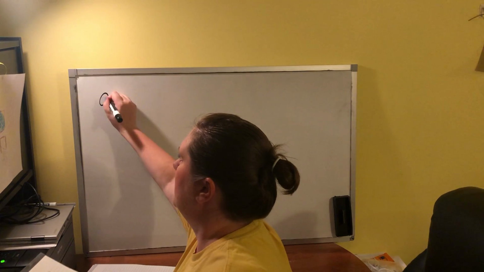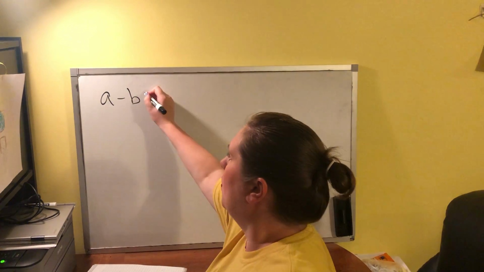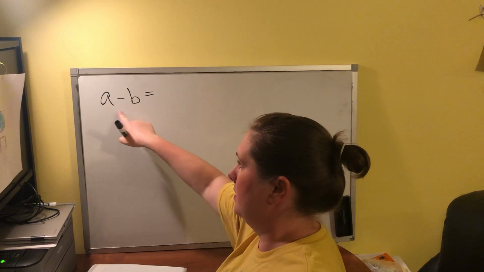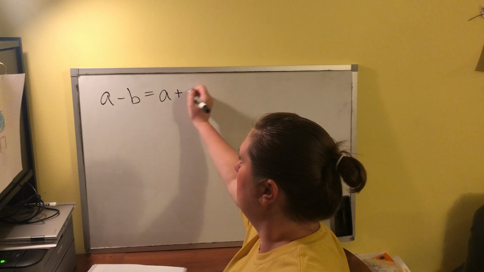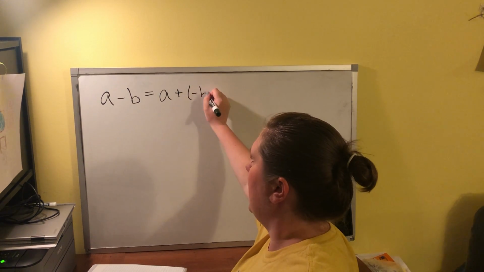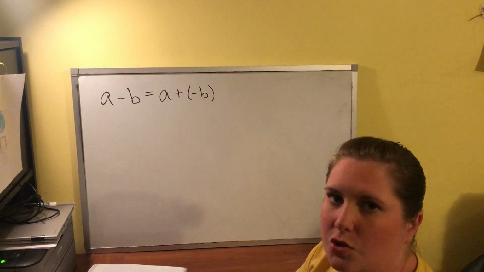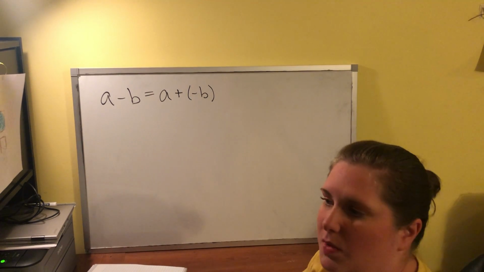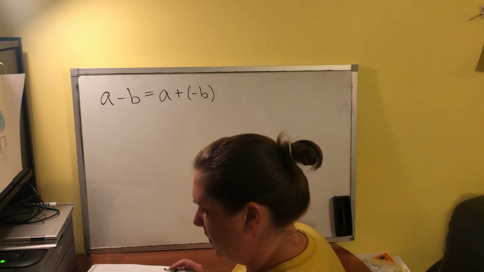Okay, so this is just a general broad example. If you were given a minus b, one way that we can do the subtraction would be to change the subtraction to addition, and you're adding a negative b. Sometimes it's easier to deal with subtraction by making it addition because we can think of adding numbers a little bit easier. Okay, so let's go ahead and do a couple examples.